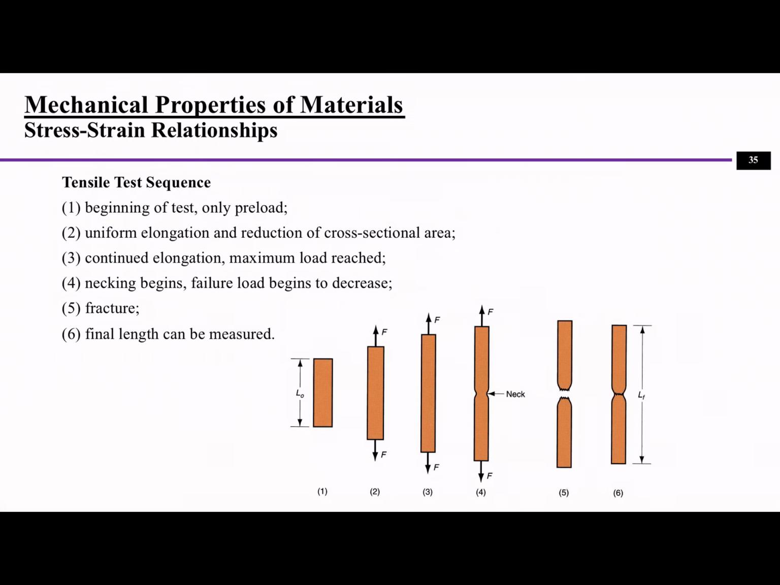So this is, and then we draw a curve to show the stress-strain relationship. A typical sequence of a tensile test is: beginning of test, we record the original length and give a preload, right? The second step is uniform elongation and the reduction of cross-sectional area. When you're applying the force, you can see the area is actually decreasing, right? And then the third step is the continual elongation, maximum load reached.